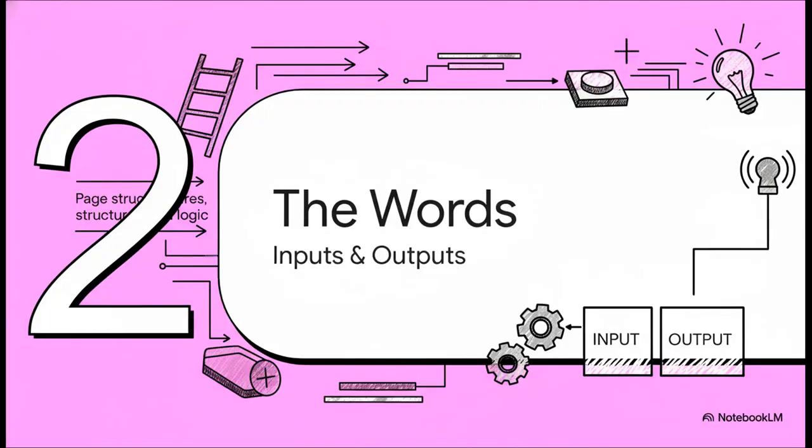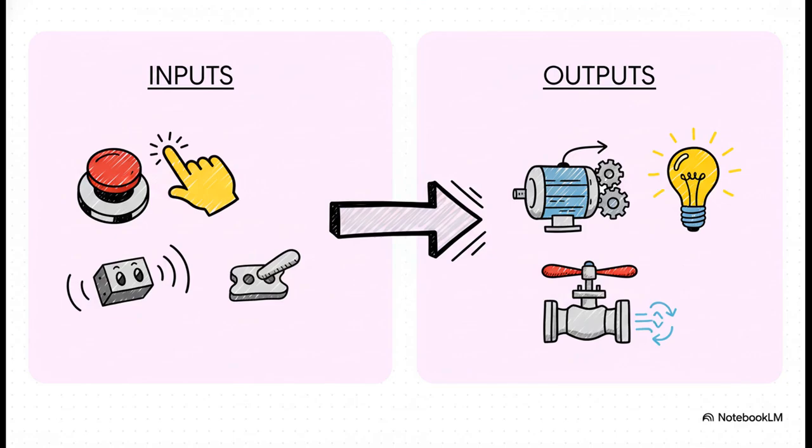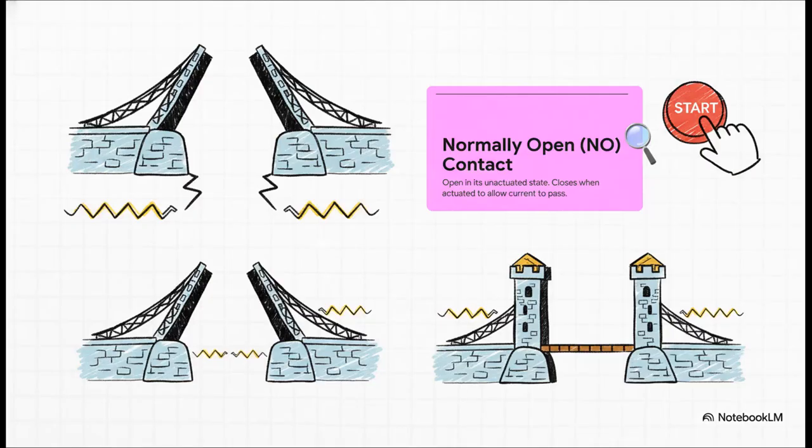All right, so we've got our page. Now we need some words to write on it. The vocabulary of ladder logic is actually super simple, but it's incredibly powerful. It all boils down to just two main ideas: inputs and outputs. Think of it like a cause and effect sentence. The inputs, which we call contacts, are the if part. They're the triggers, someone pushing a button, a sensor detecting a box, you get the idea. The outputs, which we call coils, are the then part. They're the action. A motor kicks on, a light flashes, a valve opens up. If this happens, then that happens. Simple as that. Now, for our inputs, there are two flavors, and this is super important.